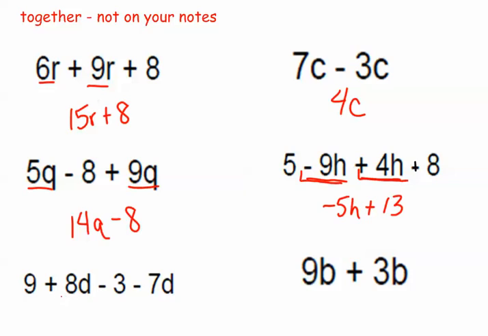All right, let's look at this one. Let's look at my D's. I've got 8 positive D's, but minus 7 D's. So that would just be 1 D left. I don't have to write the 1. You can, but you don't have to. And then I have 9, take away 3. So that would be a plus 6, because if I have 9 and I take away 3, I have 6 left. All right, and 9B plus 3B's, that would just be 12B.